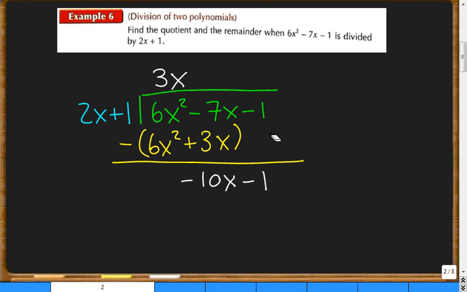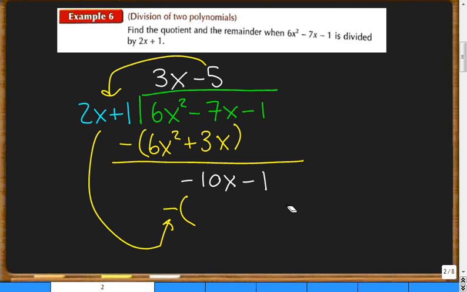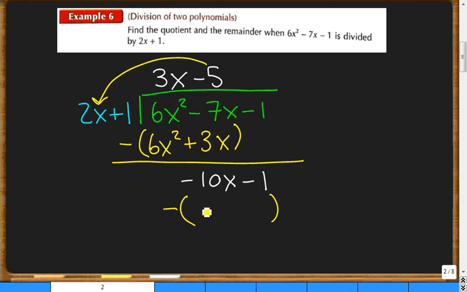Now our next step, we need to figure out, what do we multiply 2x by to get to negative 10x? In order to go from 2x to negative 10x, we have to do a negative 5. So this step now, we take our negative 5 and multiply it by our 2x plus 1, and that is going to be subtracted away from what we have left. Negative 5 times 2x makes negative 10x, and our negative 5 times positive 1 makes negative 5.